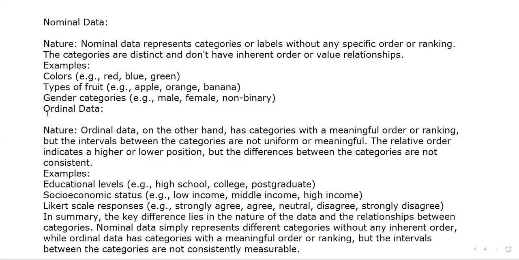Then we also have ordinal data, which on the other hand has categories. It has intervals. It's not uniform. Okay, for instance, we can say educational levels, high school, college, postgraduate, or socioeconomic income, low, middle. You can use a Likert scale, for instance, to measure such data. Strongly agree. You are agreeing, but to what degree you are agreeing? Or your race, you are both Tonga and Bemba. So it has intersecting shades of each.